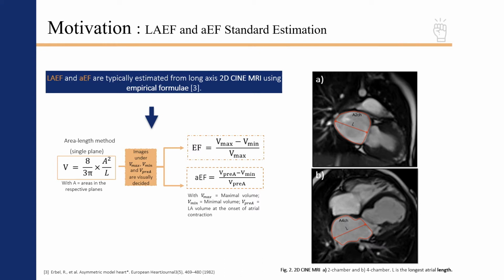Standard techniques use 2D CINE MRI and empirical formulae, where an expert chooses a slice and the time where the LA volume is maximum, minimum, and in pre-A, which is where the LA volume is at the onset of atrial contraction. In these slices, it's possible to calculate the volume using L, as described in this equation, as the longest atrial length. And with the volume estimations, it's possible to calculate LAEF and AAEF.